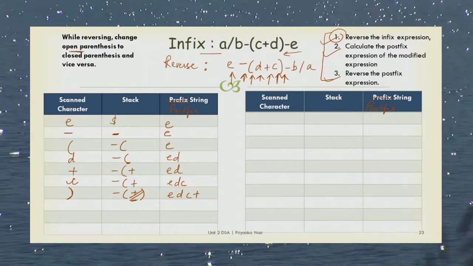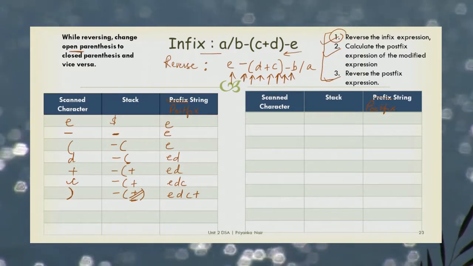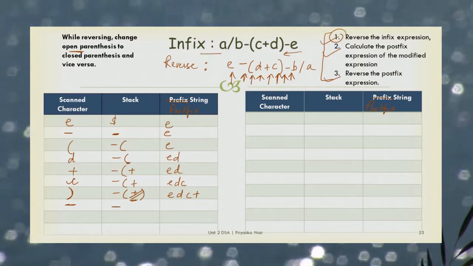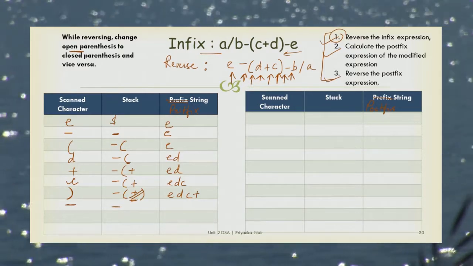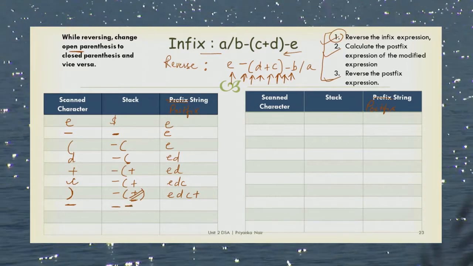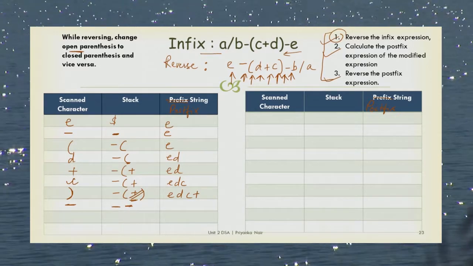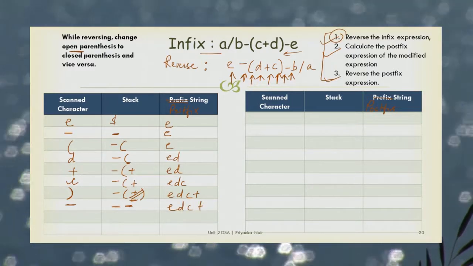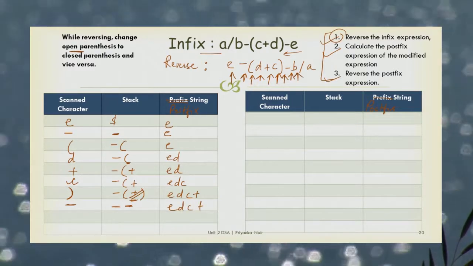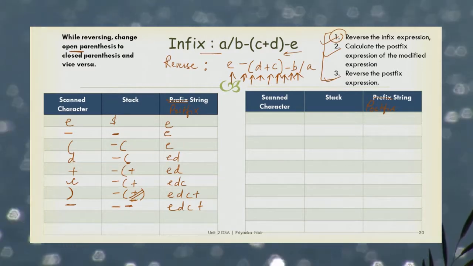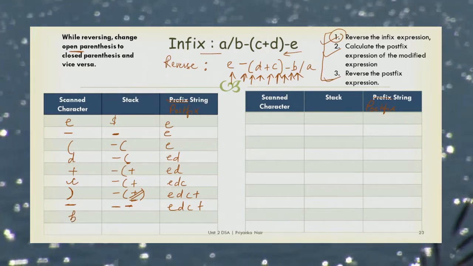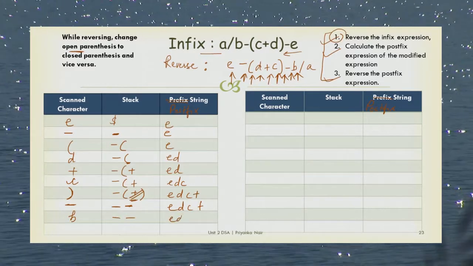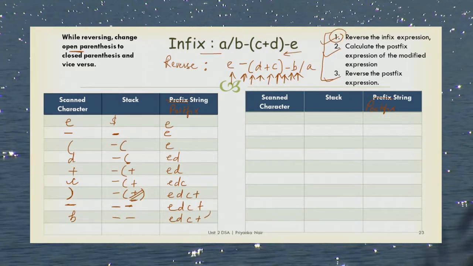Now let's move on to the next character, that is minus. We have minus already in the stack, and since they are of the same precedence, I'll directly push minus again onto the stack with the postfix string remaining the same. Let's come to the next character, that is B. B being an operand, we directly push it onto the postfix string, so it will be EDC plus B.